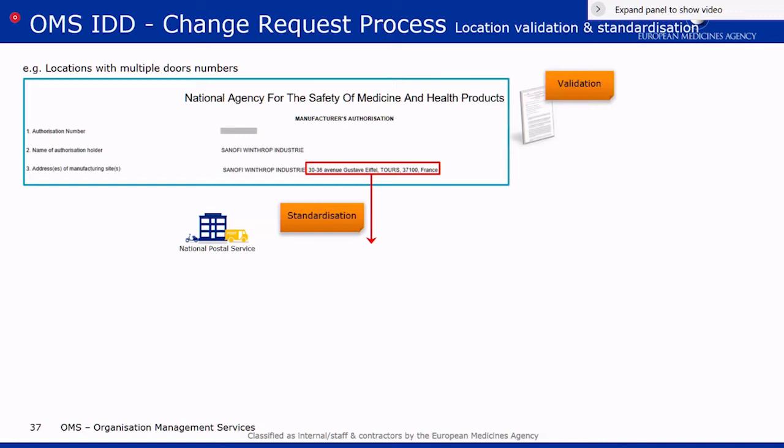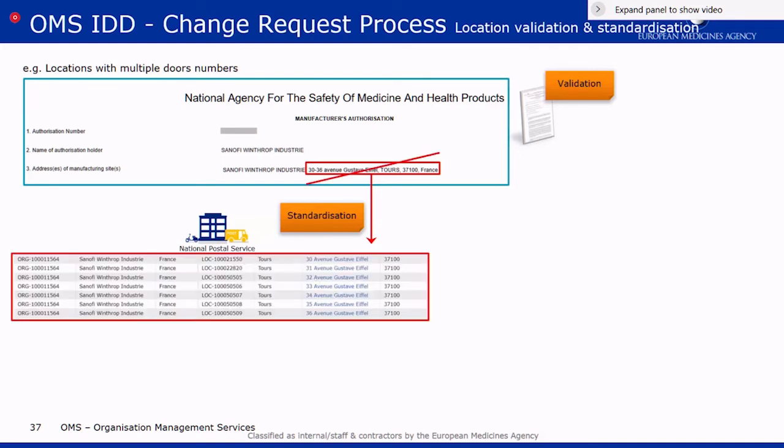And when we standardize, the outcome of the standardization will depend on the information that we have on the National Postal Service. In this case, the National Postal Service does not recognize the street information from number 30 to 36. And what we are going to do to tackle this is create as many locations as many door numbers there are, without creating any duplicates.